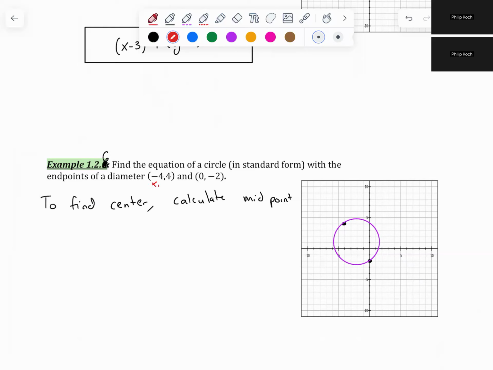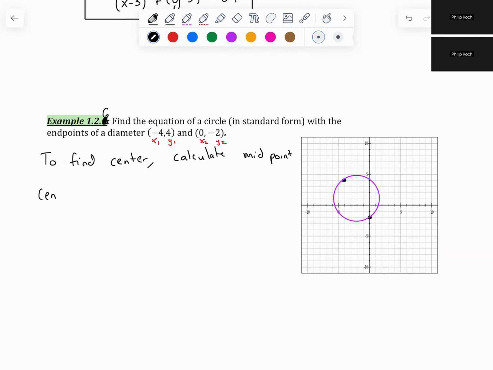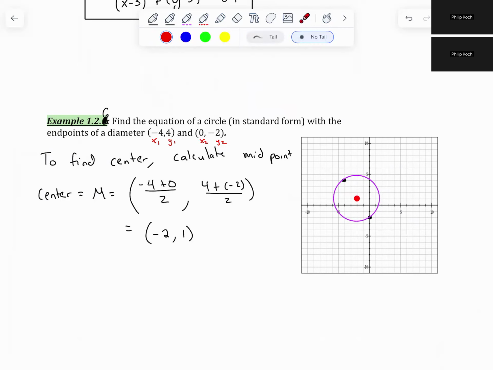So we'll call this one x sub 1, y sub 1, and this x sub 2, y sub 2. So the center, in this case, is going to be the midpoint, which will be the average of the x coordinates, comma, average of the y coordinates. So it's not going to be x1 minus x sub 2. It's x sub 1 plus x sub 2. Don't make that mistake. So -4 plus 0 divided by 2, and then 4 plus -2 divided by 2, which is -2, 1. And let's see. -2, 1, that looks to be right about in the center of those two. Yay.